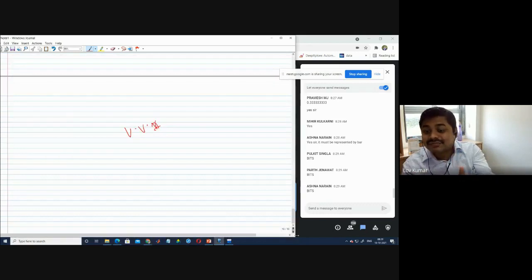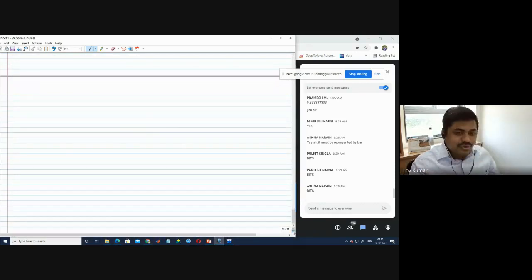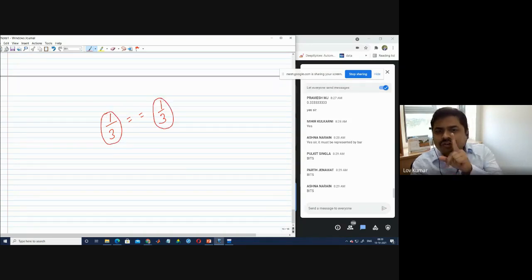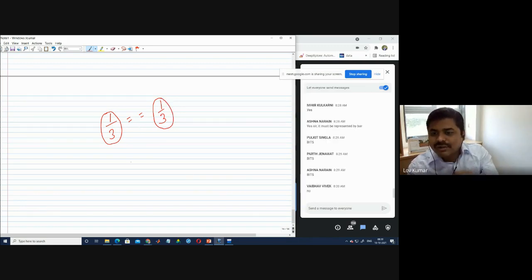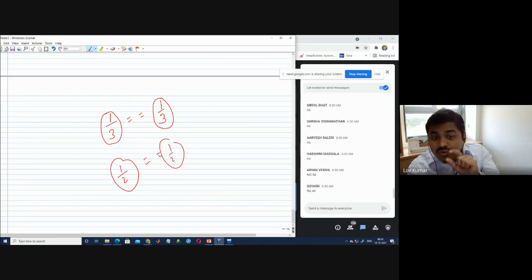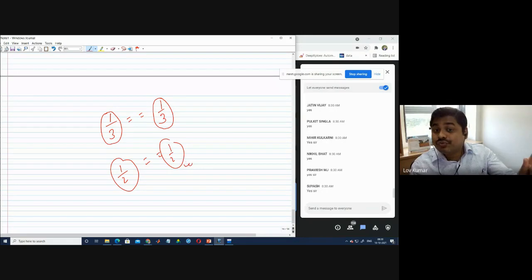The logic is very simple. Now you can see I am going to write 1 by 3 double equal to 1 by 3. Now assume that one student is calculating this value and a second student is calculating this value. Can you confirm that both the values are the same? No. But when you are calculating 1 by 2 double equal to 1 by 2, can you confirm that both the values are the same? Yes, definitely, because here you are getting the exact value.